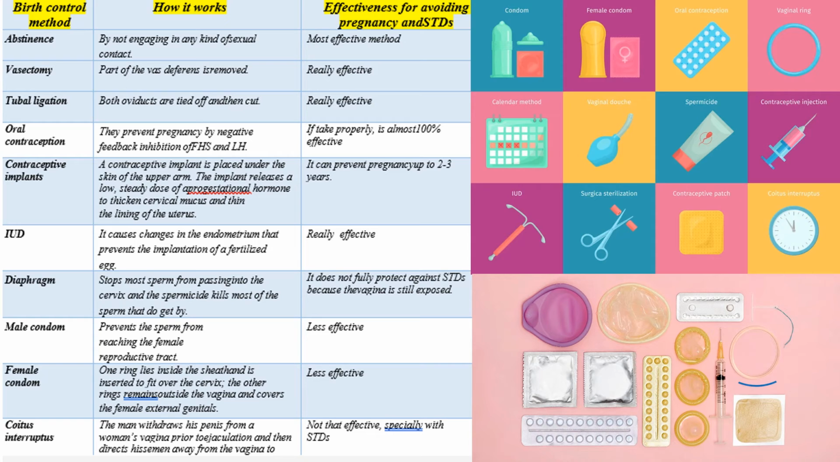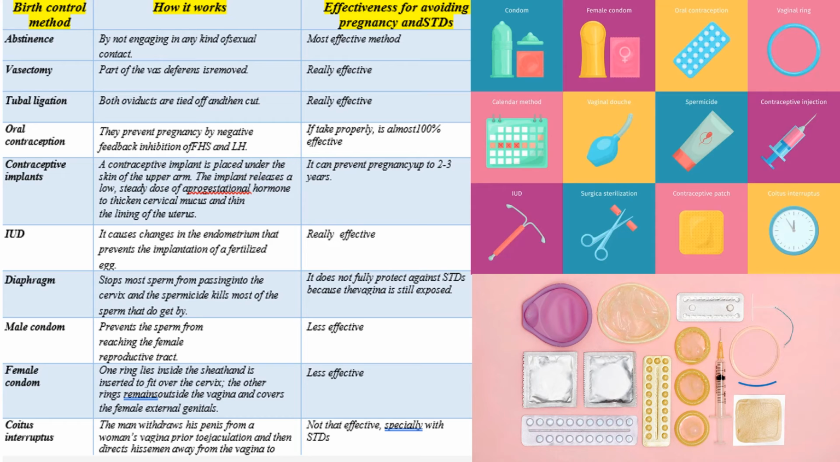First of all, we have the most effective method, abstinence. So, you don't have any type of sex, and if so, you're 100% away from a pregnancy or an STD, right?